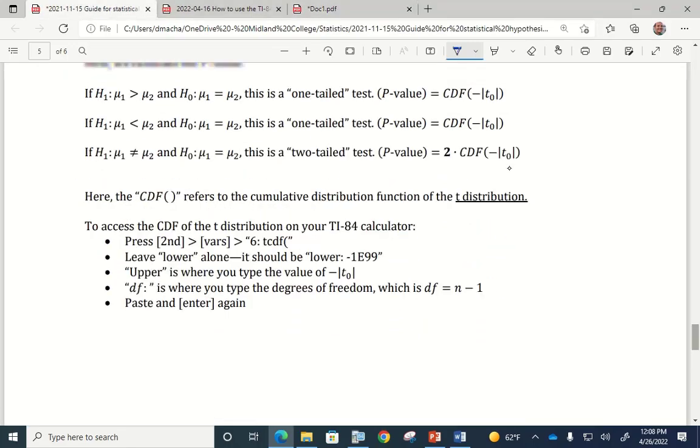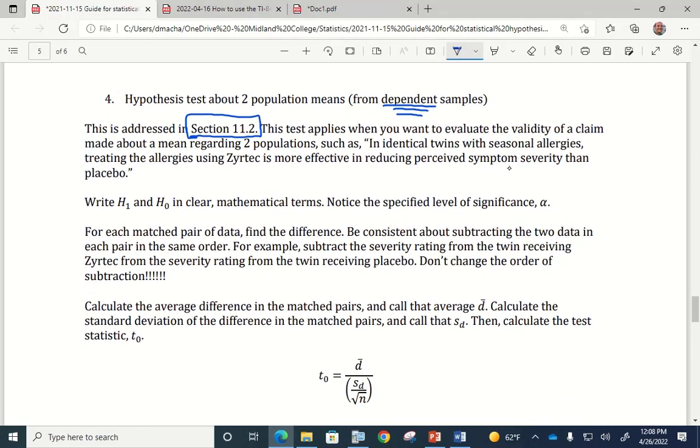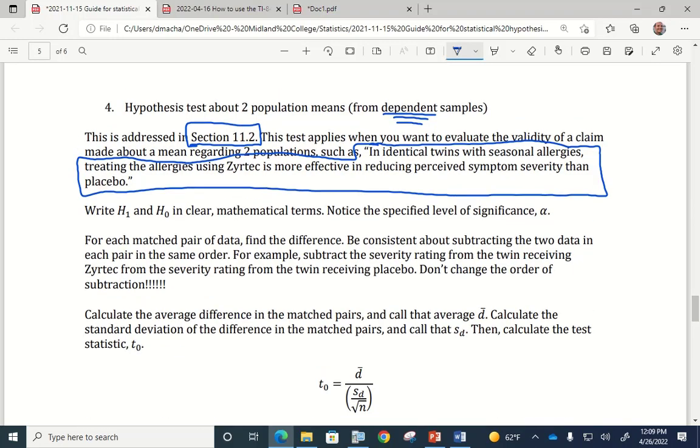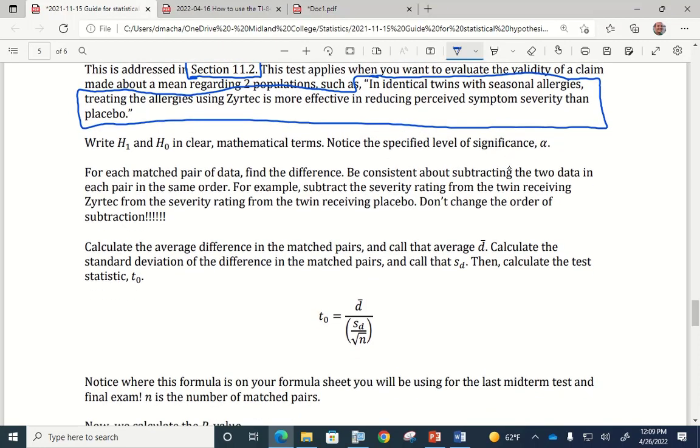Anyways, in this little guide, we've got page number 4, about 2 population means from dependent samples. My example says: in identical twins with seasonal allergies, treating the allergies with Zyrtec is more effective in reducing perceived symptom severity than placebo. So collect 30 identical twins. One of each twin gets a Zyrtec, one of each twin gets a sugar pill that looks exactly like a Zyrtec. After a week, you have them rate their symptom severity, and you can then take the difference between those ratings.